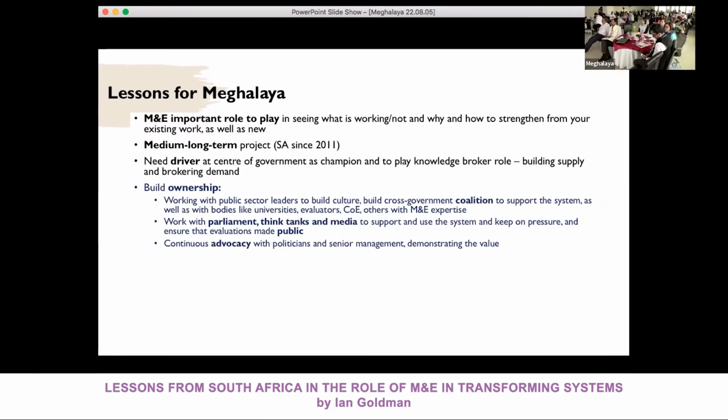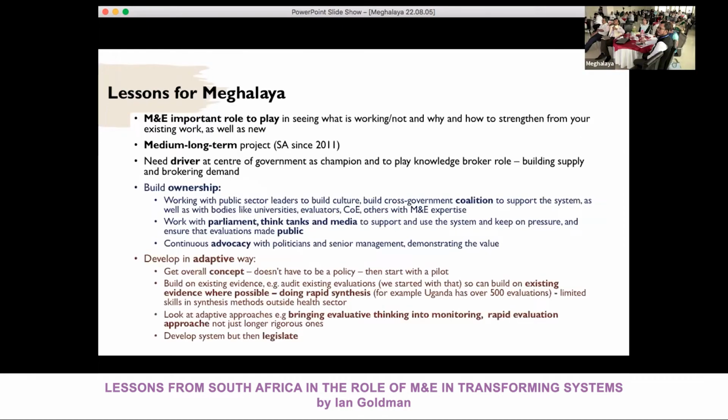And you need to build the external ecosystem as well, working with bodies like the universities, like evaluators, like the community of evaluators, like others with M&E expertise to offer. And you need to work with Parliament, with think tanks and the media to support and use the system and to keep pressure that the system continues. And you need to make sure that evaluations are made public so they enter the public domain. And you need to do continuous advocacy with politicians and senior management, demonstrating the value. And that was what that 2.5-day course that I mentioned was about.